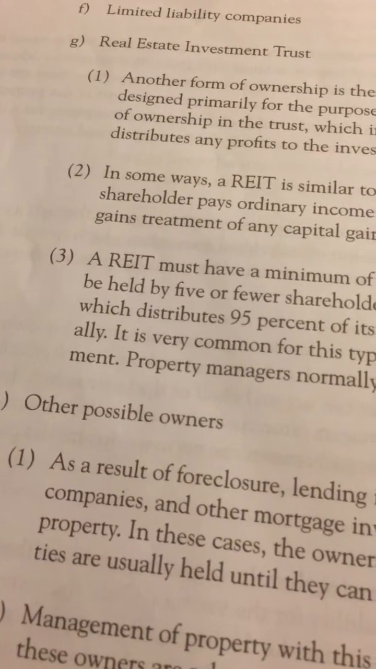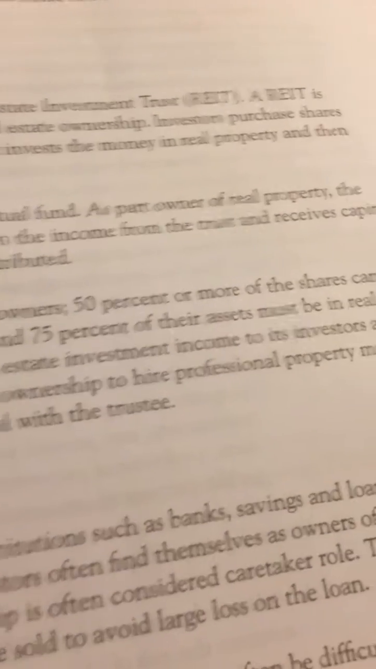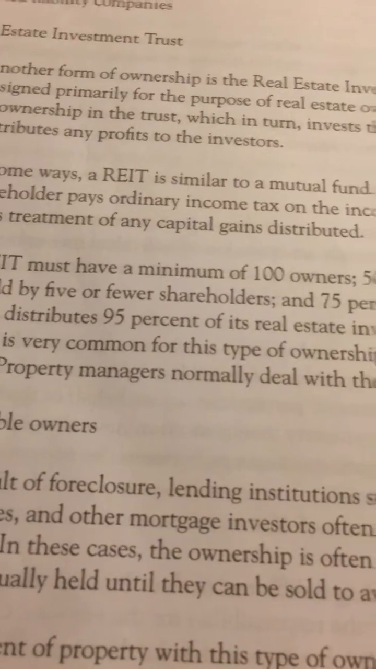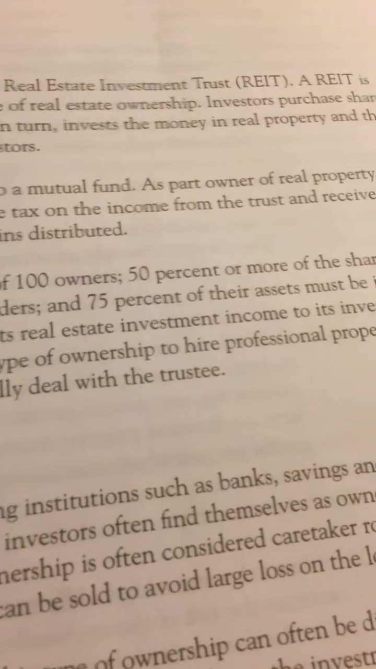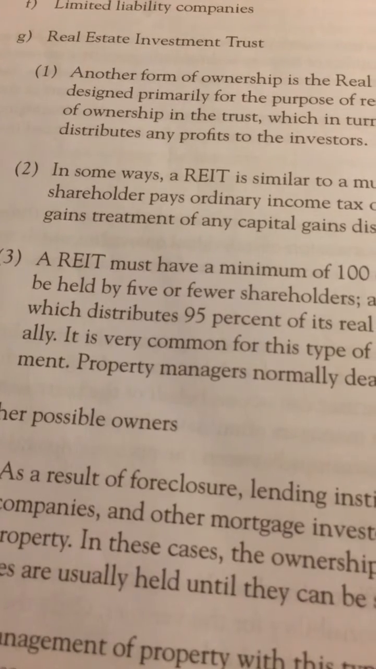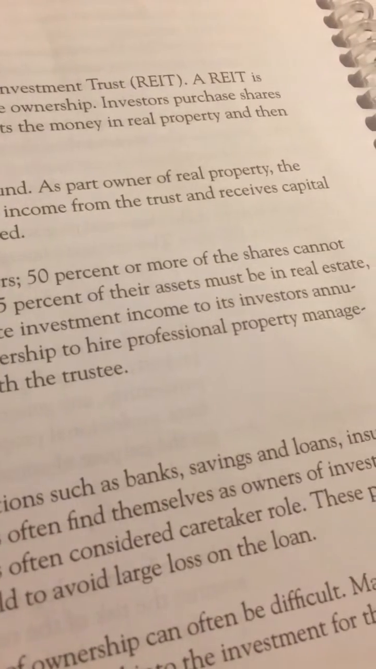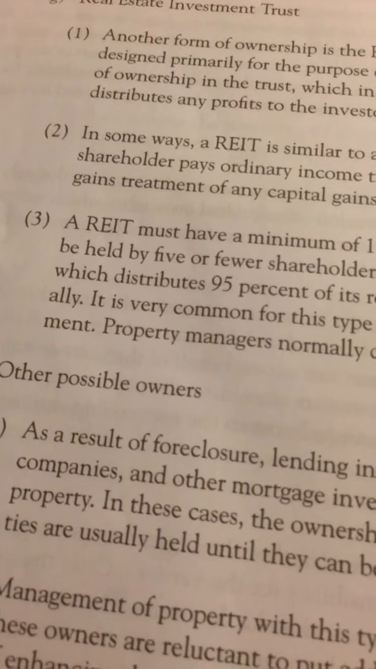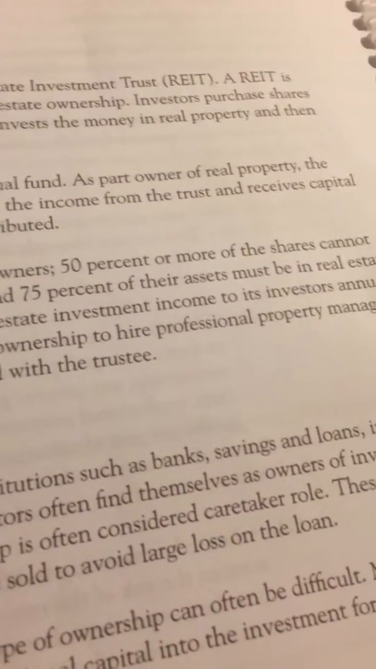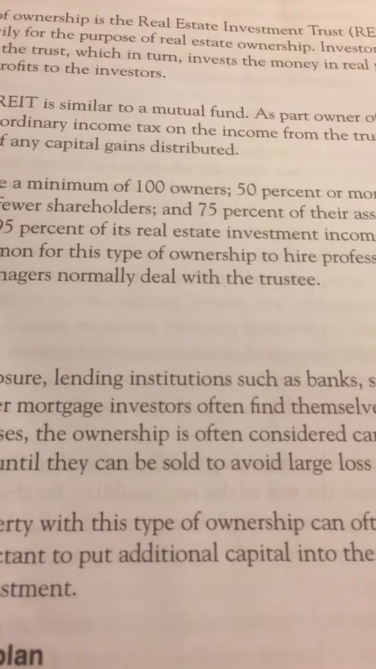3. A REIT must have a minimum of 100 owners. 50% or more of the shares cannot be held by 5 or fewer shareholders, and 75% of its assets must be in real estate, which distributes 95% of its real estate investment income to its investors annually. It is very common for this type of ownership to hire professional property management. Property managers normally deal with the trustee.